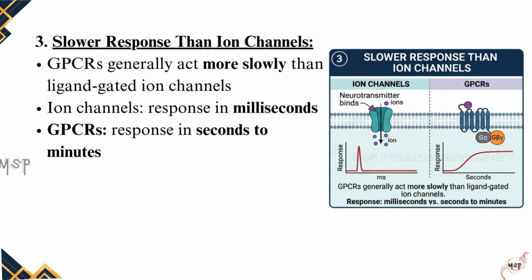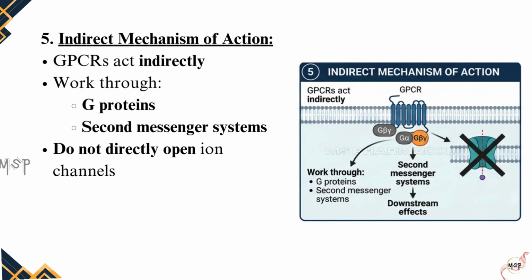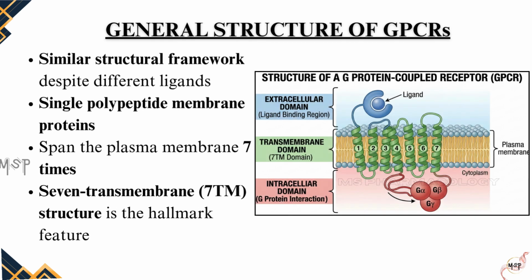Third, compared with ligand-gated ion channels, GPCRs usually act more slowly. While ion channels often respond within milliseconds, GPCR responses generally occur over seconds to minutes. However, GPCR-mediated effects are usually more prolonged and sustained. Finally, GPCRs work indirectly through G-proteins and second messenger systems rather than by directly opening ion channels. Now let us understand the general structure of a G-protein-coupled receptor.